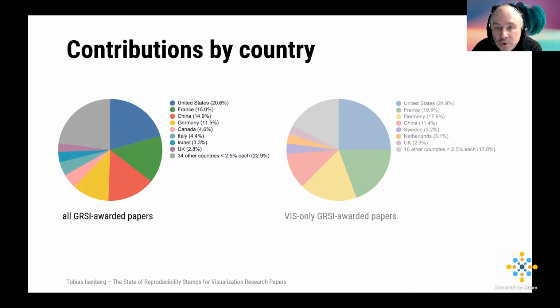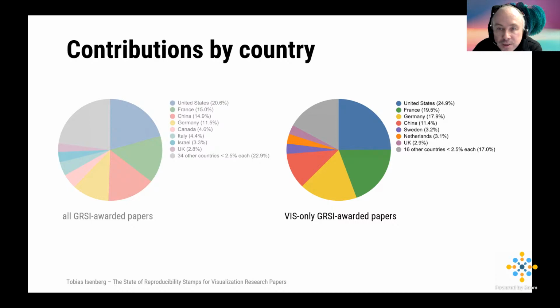If you look at Viz-only authors, the order switches slightly. Again, US is first, France is second, but then Germany is third, and China is fourth. And some other countries follow suit.